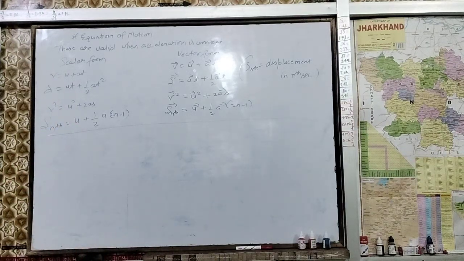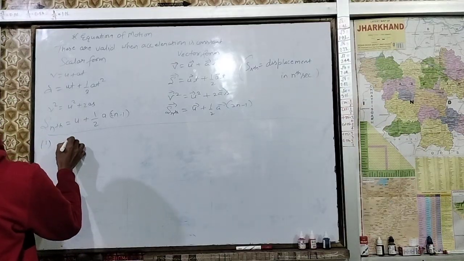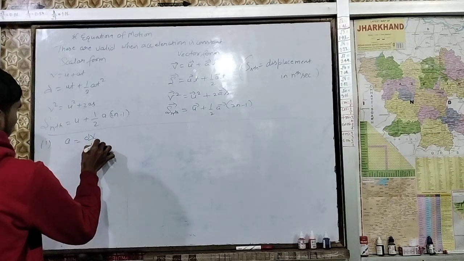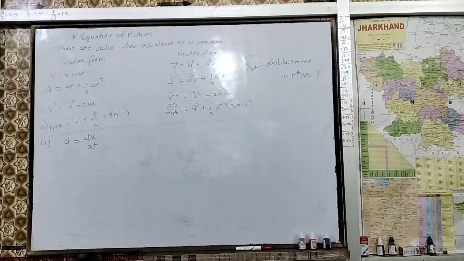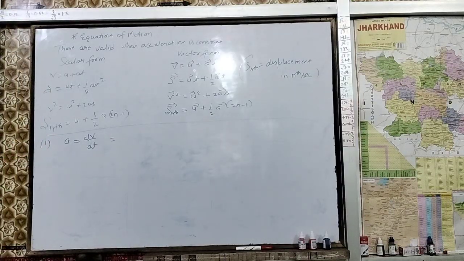Let's see the derivation. First, we know a is equal to dv upon dt. But how did it come? We know that a is equal to dv upon dt, but how? Let's see the derivation with the help of calculus.